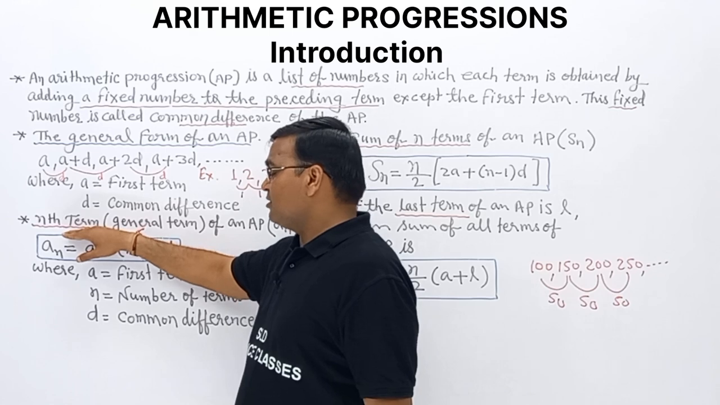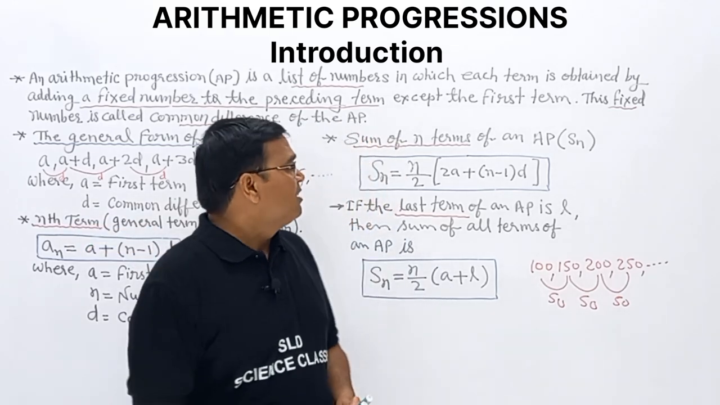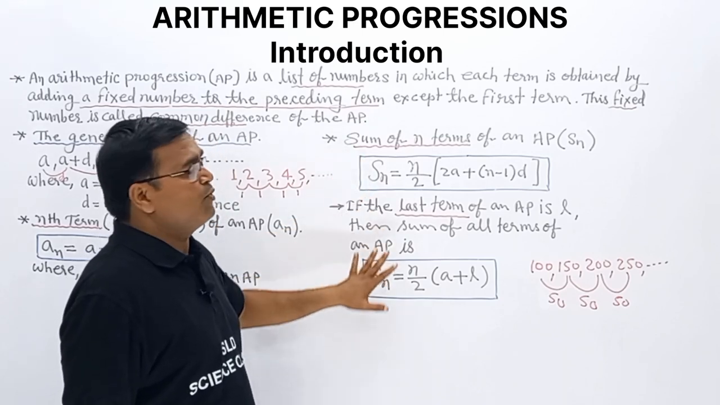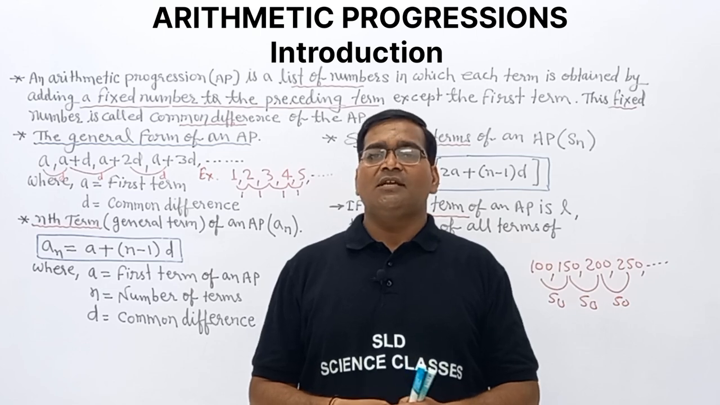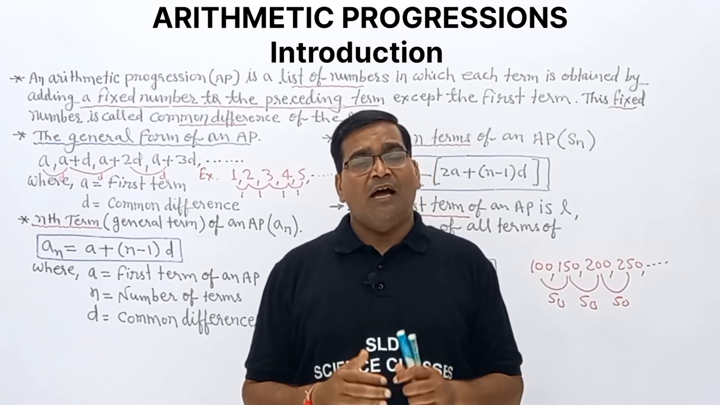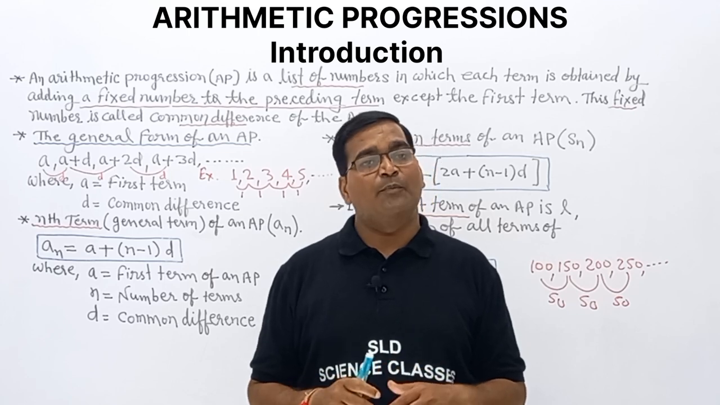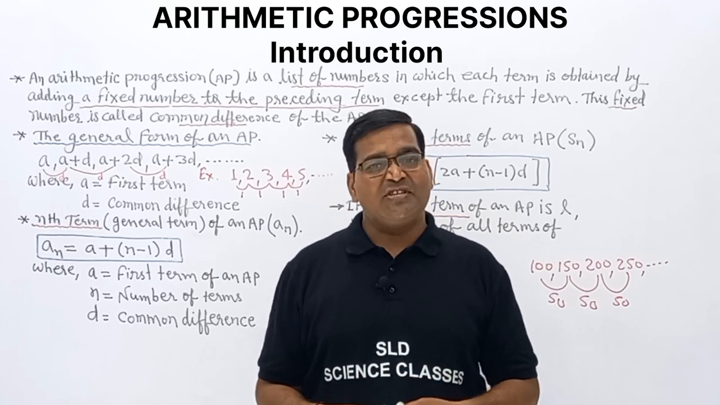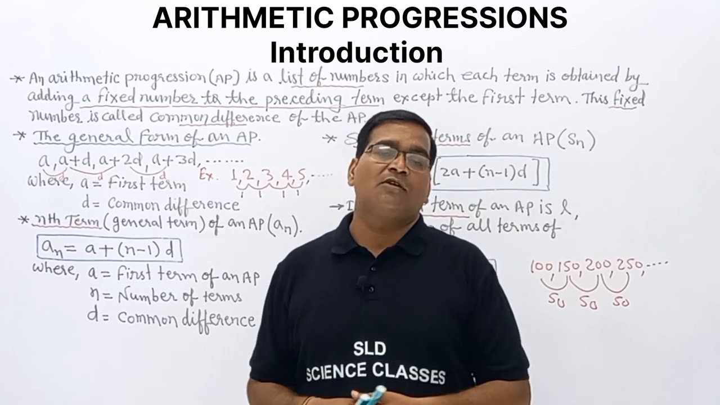Once we want the nth term or general term of an AP, we will use this formula. Once we require the sum of n terms, we will use this formula. So I hope you understand this simple concept. Now after this class we will discuss exercise questions. We will apply these formulas in the questions, then we will understand more about this topic.